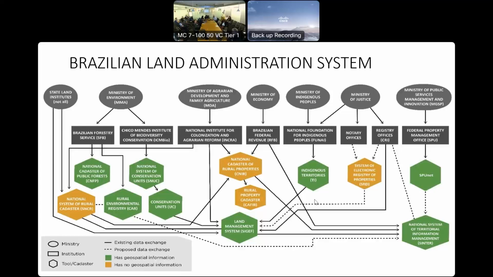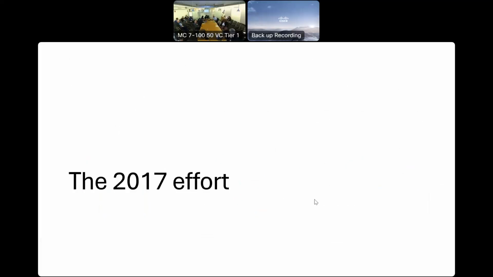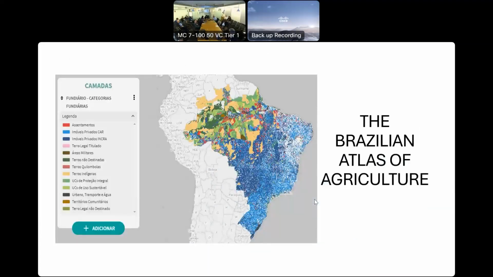And because they only get the credit, or they only can sell their products, if they have a CAR. So those two cadastres are continually growing. One side is good, but on the other side, we get some problems.